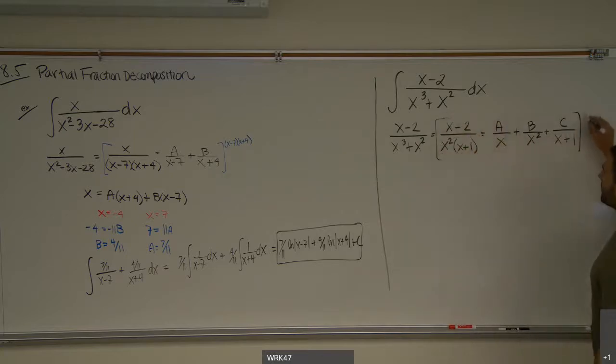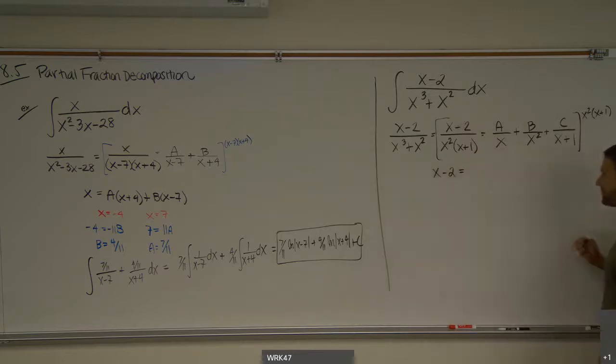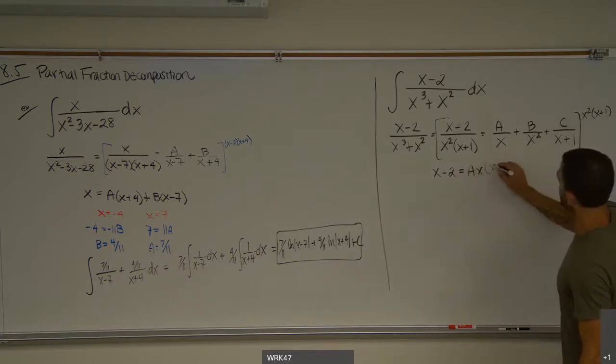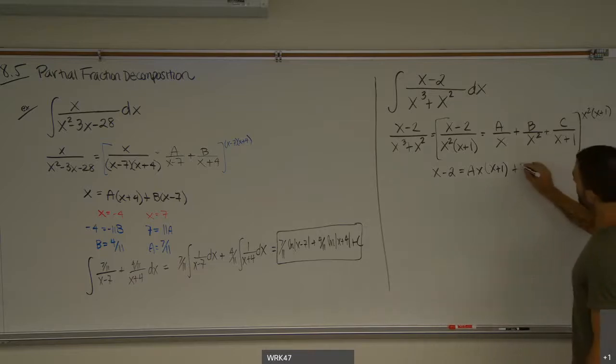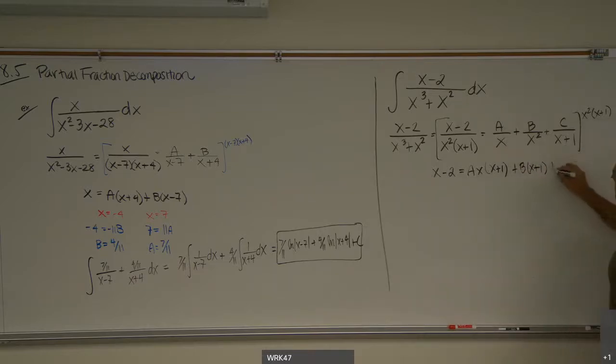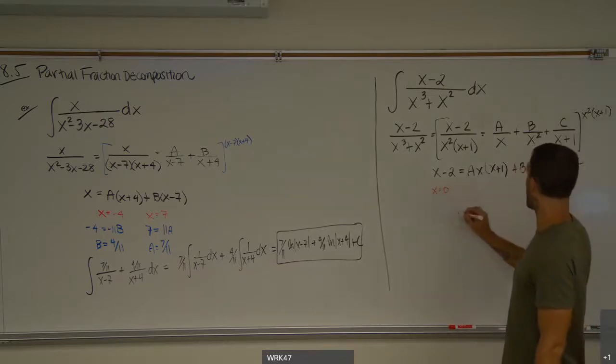So again, just like we did before, I'm going to multiply through by my denominator to clear my fractions. On the left-hand side, x minus 2. On the right-hand side, in the first term, 1 and the x's cancel. Second term, the x squared as a whole cancels. And the last one, the x plus 1 cancels. And again, remember, we want to find A, B, and C. So we'll make some choices for x and hopefully allow us to solve for these unknown constants. Specifically, let's choose x to be 0 and -1.